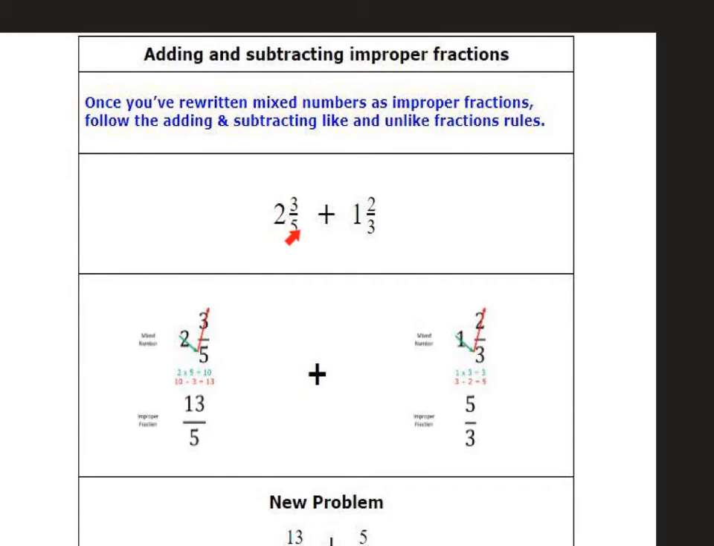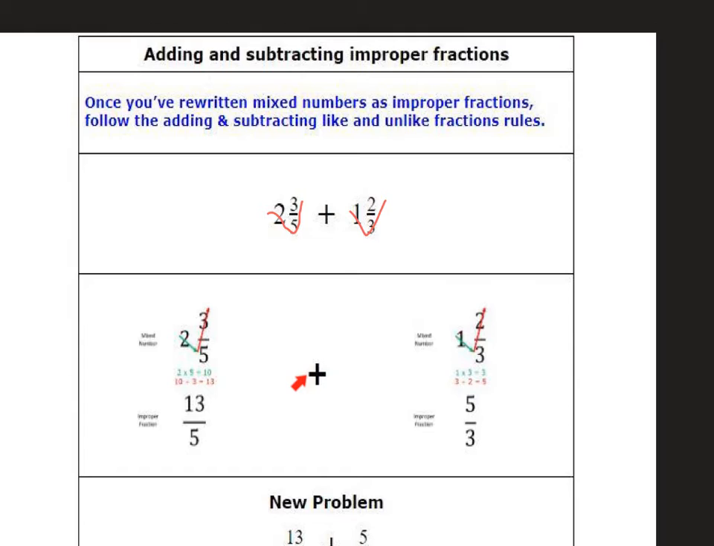All right, so I have 2 3/5 plus 1 2/3. When you do the checkma, multiply these two, add this one. Multiply these two, add the numerator number. So we have that worked out over here down below. You can see 2 times 5 is 10. 10 plus the numerator of 3 is 13. Keep the denominator as it was. So 13 over 5 is your new improper fraction.